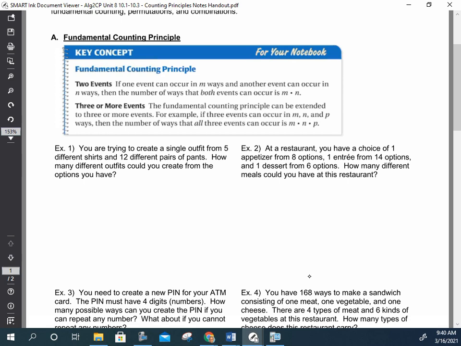So, let's use the basic example of picking an outfit. You are trying to create a single outfit from 5 different shirts and 12 different pairs of pants. You want to know how many outfits you can make from that. So, the number of outfits that we could make, you have 5 different shirts times the 12 different pants that you have. 60 outfits.